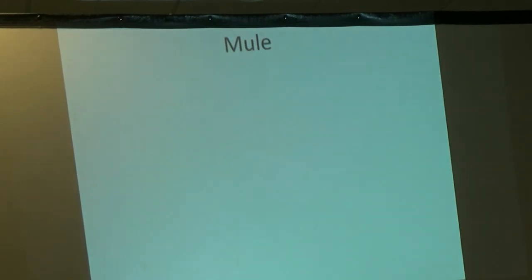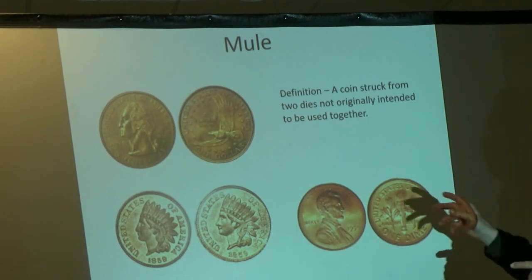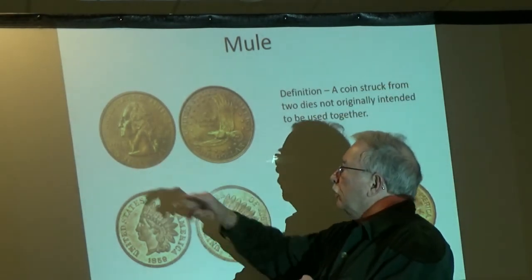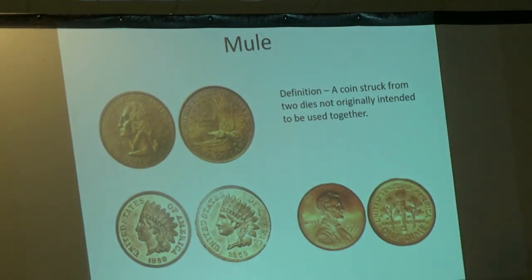A mule. Struck on a different planchet. John hit it right on the nose. It's a coin that was struck with two different dies that are a little bit unusual. They're not necessarily the same type of coin. Now, here are three examples. This one, the obverse shows $0.25, and then the reverse shows $1. So that's definitely a mule.